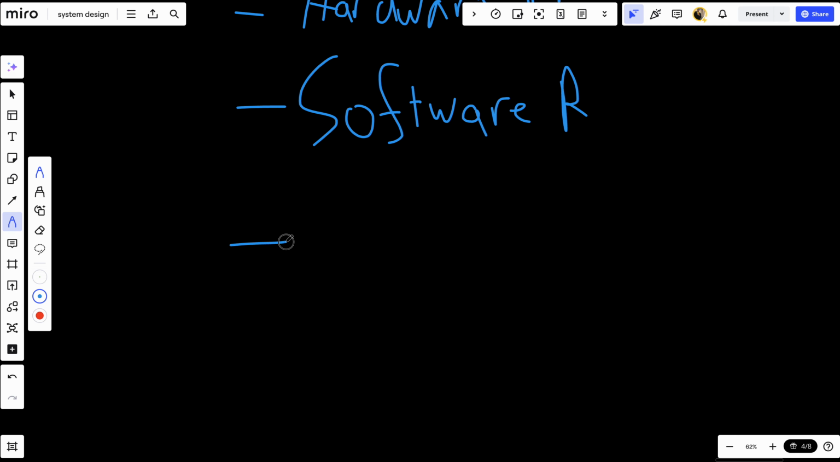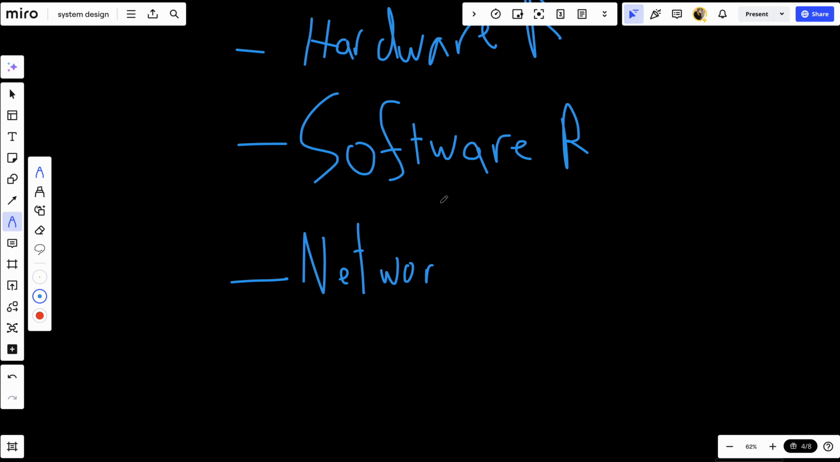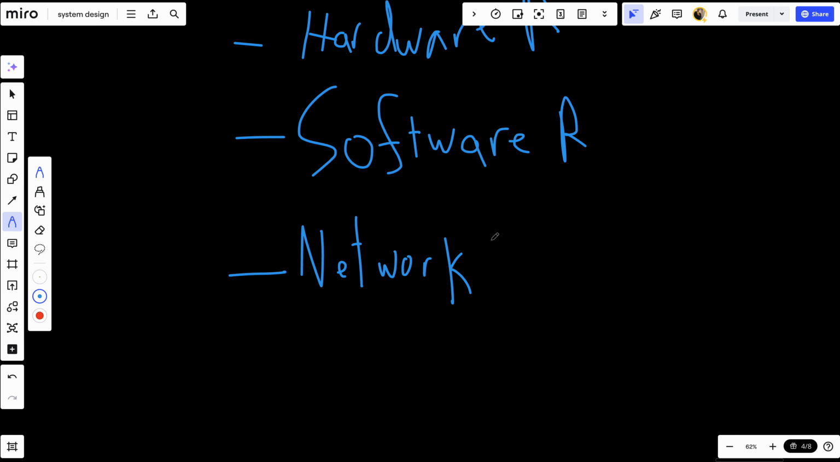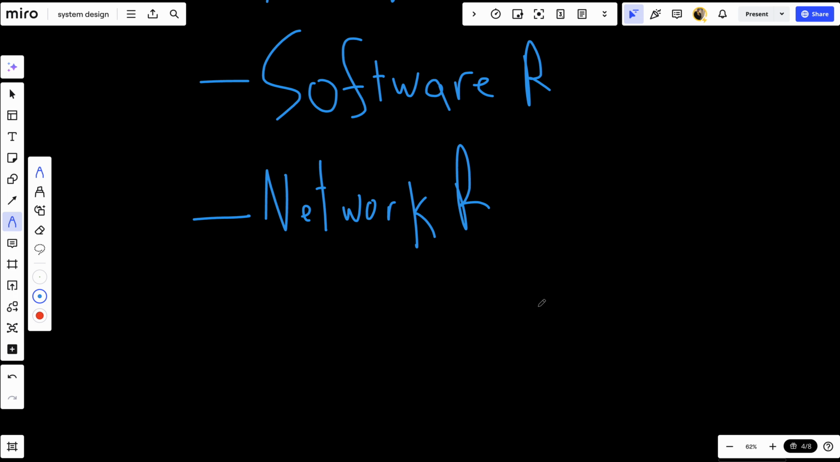Number three, network redundancy. It involves duplicating network components such as routers, switches, and internet connections to prevent network failures. An example for that is having multiple internet service providers, ISPs, for an organization. So if one internet service provider fails, traffic can be routed through the others.